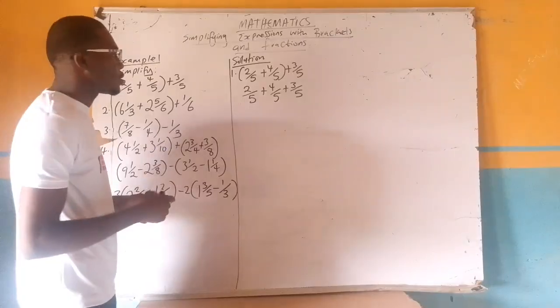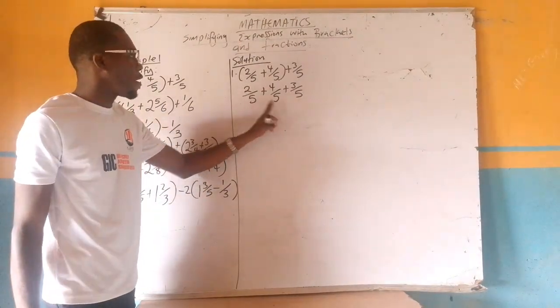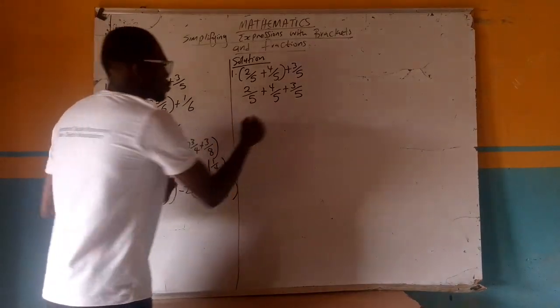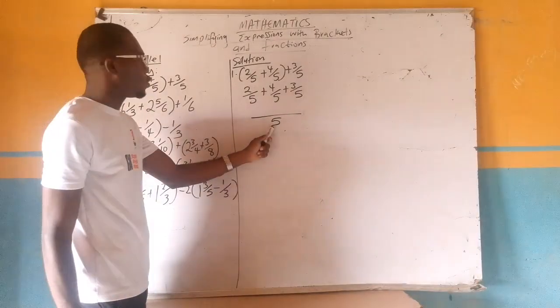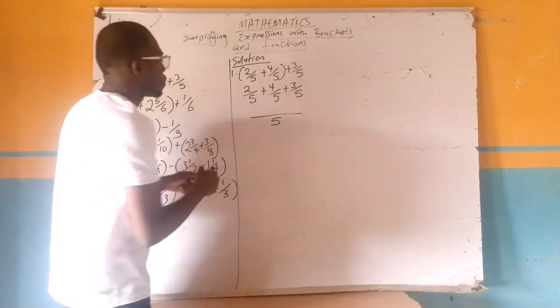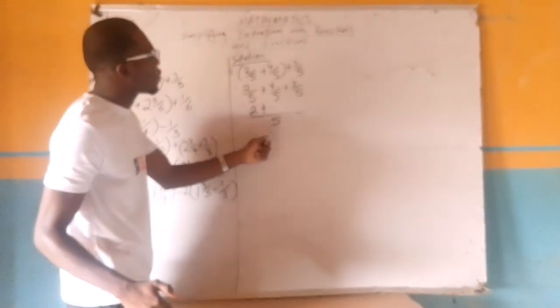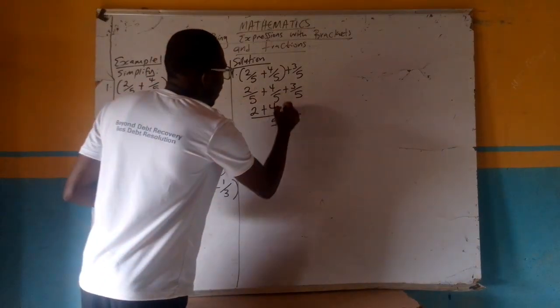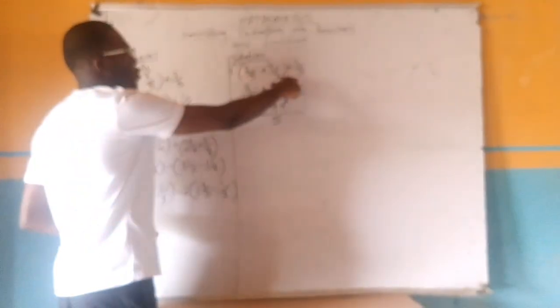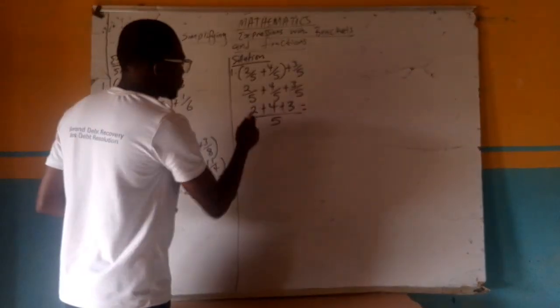So now, solving this, we have to look for the LCM of 5, 5, 5. That's the denominator. The LCM of 5, 5, 5 will give us 5. So how many 5s can we find in 5? It is 1. 1 times 2 is 2. How many 5s can we find in 5? It is 1. 1 times 4 is 4. How many 5s can we find in 5? 1. 1 times 3 is 3. So we'll add the numerators together. 2 plus 4 is 6. 6 plus 3 is 9.